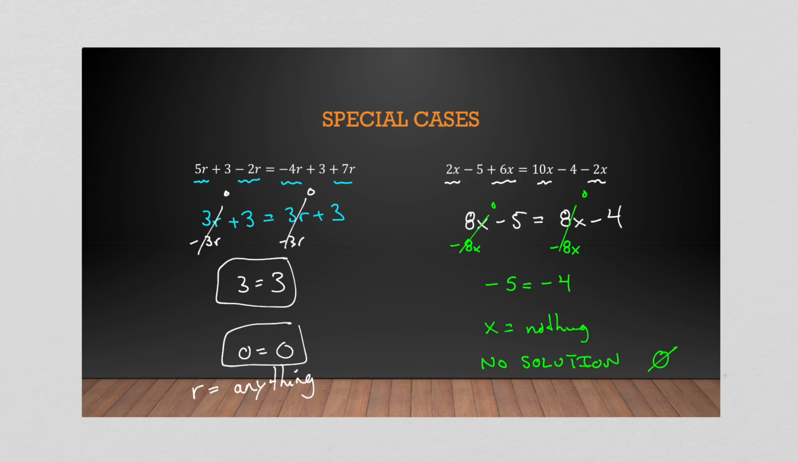So the two scenarios are, if they're not equal to each other, you have no solutions. And if they are equal to each other, you have infinite solutions. So those are the two special cases.